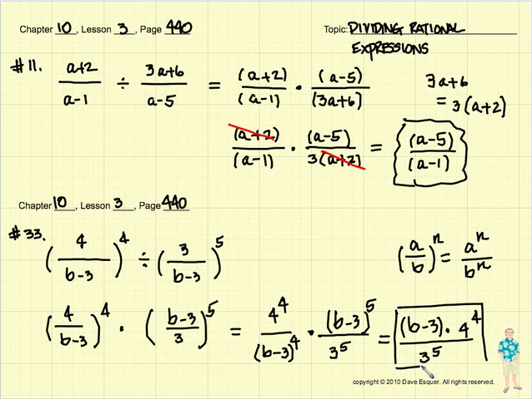And I think if we look in the back of the book, we didn't have to simplify 4 to the fourth or 3 to the fifth. We ended up with that answer.